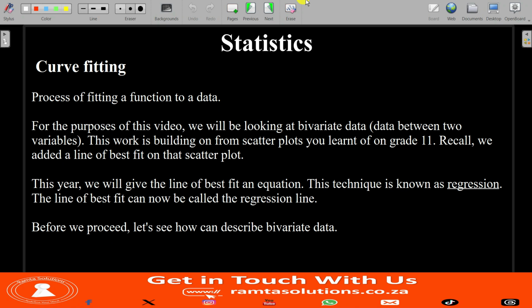Now, let's begin. So, you're asking what is curve fitting? Curve fitting is when we fit a function to data. What do we mean by that? This is like saying you have data, you scatter plot your data, then you draw a line that will best fit that data that you had. Remember, to fit a function is to say what function best represents this data.